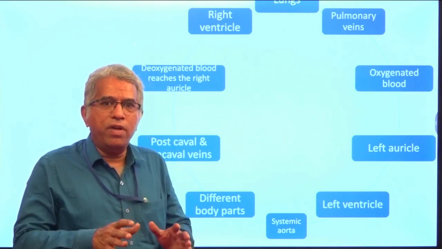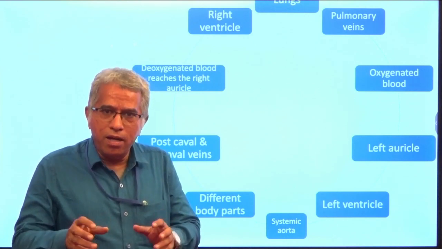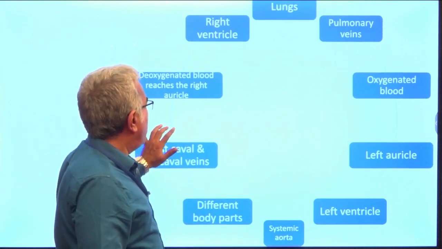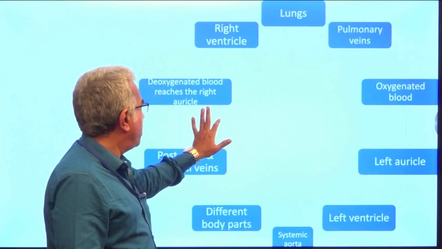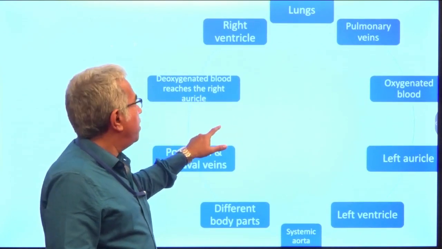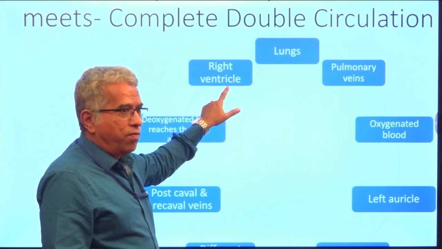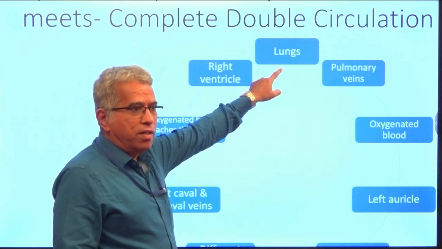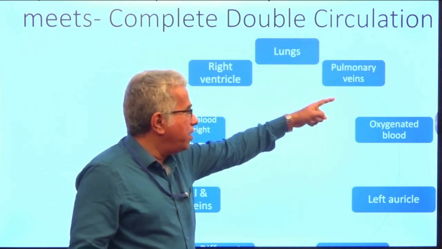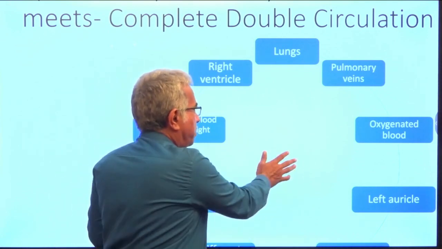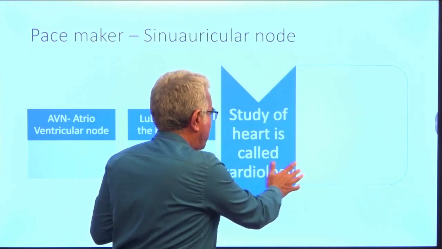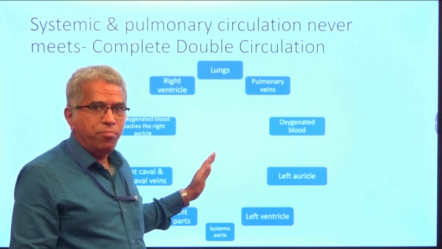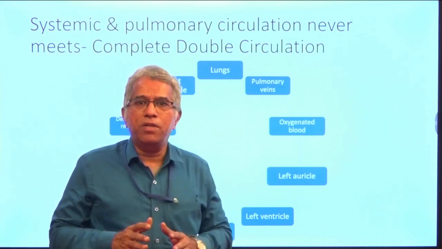That means post-caval and precaval veins collect the deoxygenated blood from different parts of the body and dump the same into the right auricle. Here you can see the right auricle. From this right auricle, it comes to the right ventricle. From the right ventricle, through the pulmonary aorta, it reaches the lungs again for the purpose of oxygenation. So in this entire circulation, you can simply understand that at no point of time do systemic and pulmonary circulations meet. Hence it is called complete double circulation.